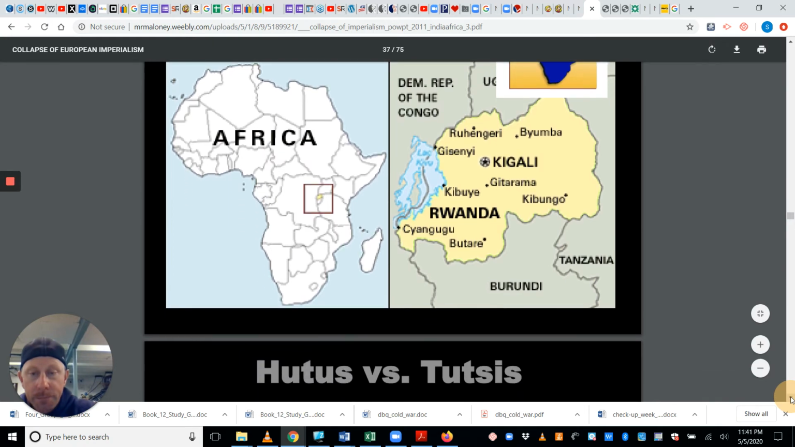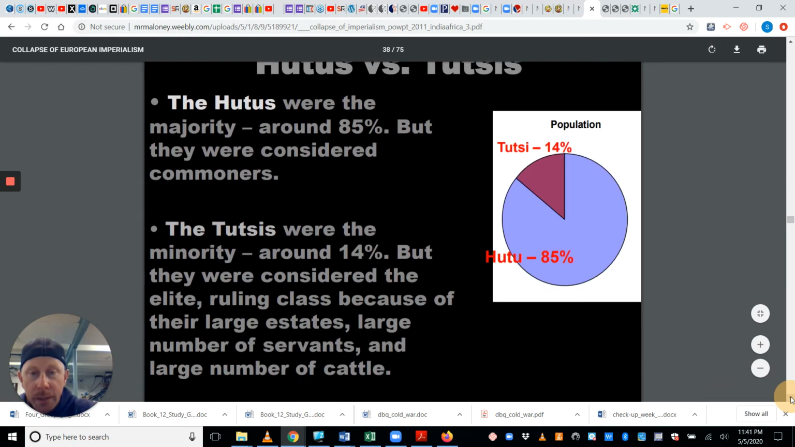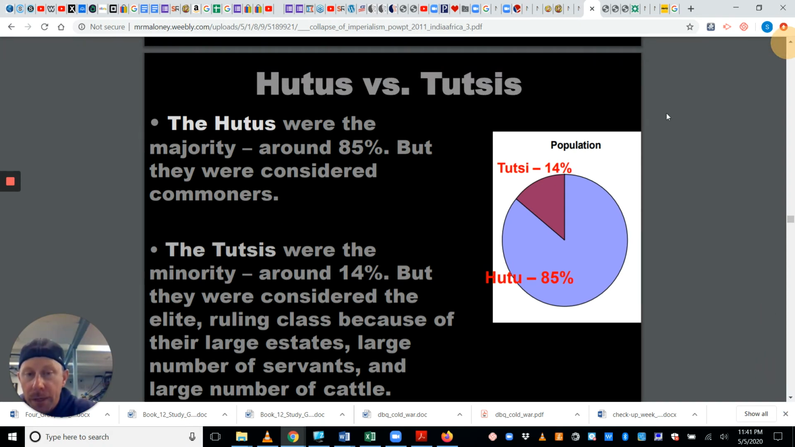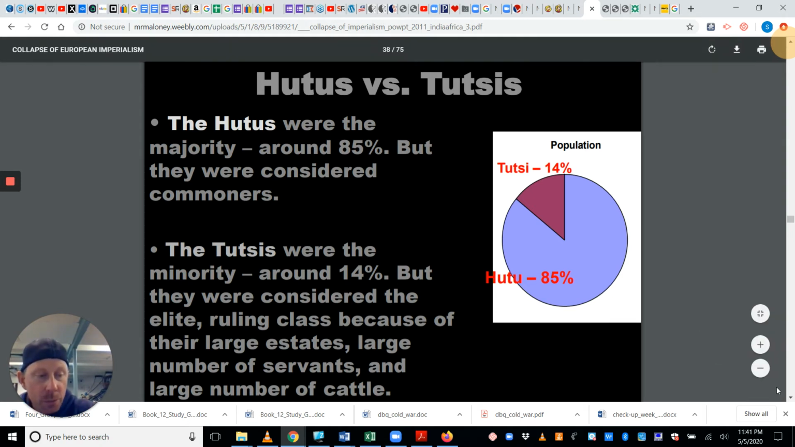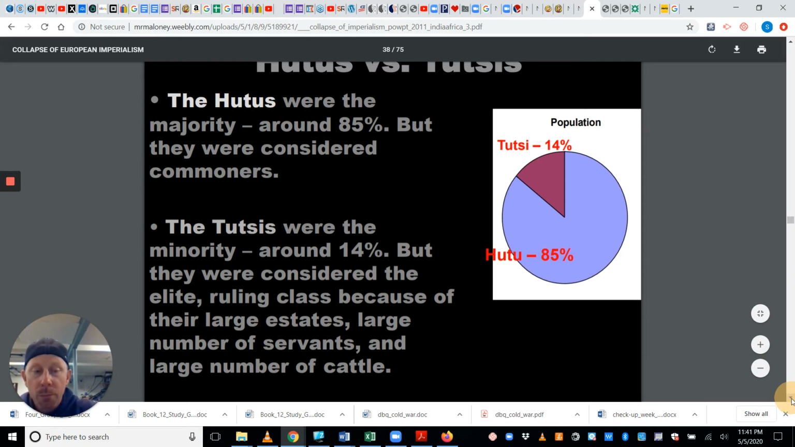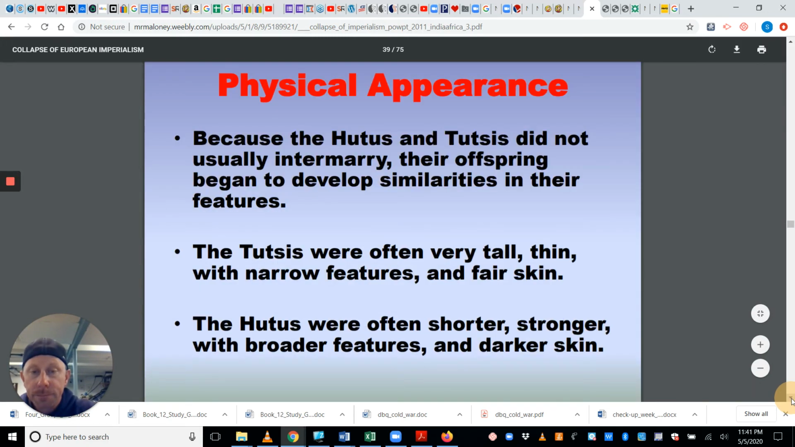Then, again, this is just a little review of what the Hutus and Tutsis are. The Hutus were the majority, around 85%, but they were considered commoners. The Tutsis were a minority population, but they were considered the elite ruling class because of their large estates, large number of servants, and large number of cattle. So even though they were the minority, they were the ones in charge. They were the ruling class.